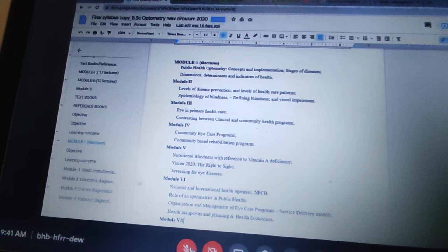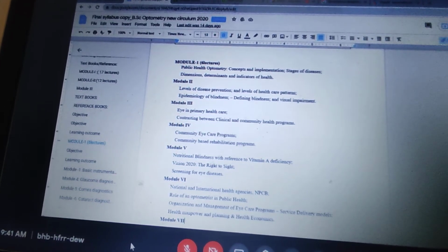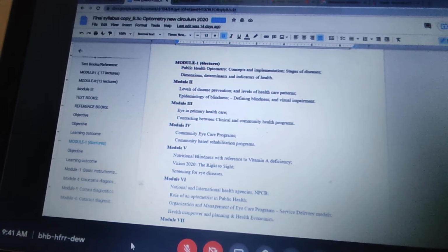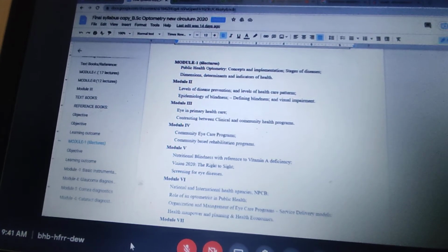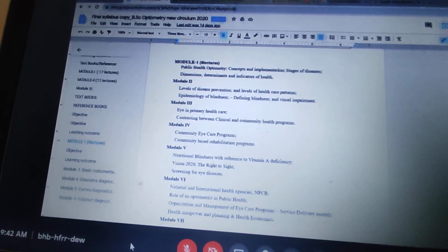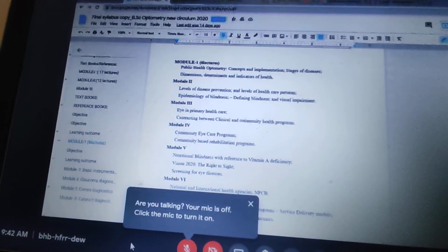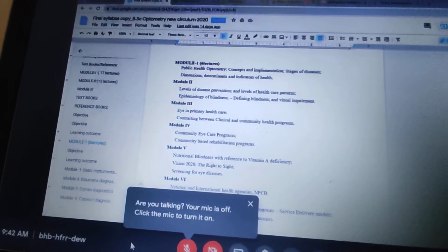And in module 3, what is eye care in primary health care? What is the role of the eye care professionals in primary health care? And what is the difference between clinical and community health care programs? Okay, and next, in module 4, what are the different community eye care programs that an eye care professional will conduct? And what is the community-based rehabilitation program? That you will be learning in module 4.